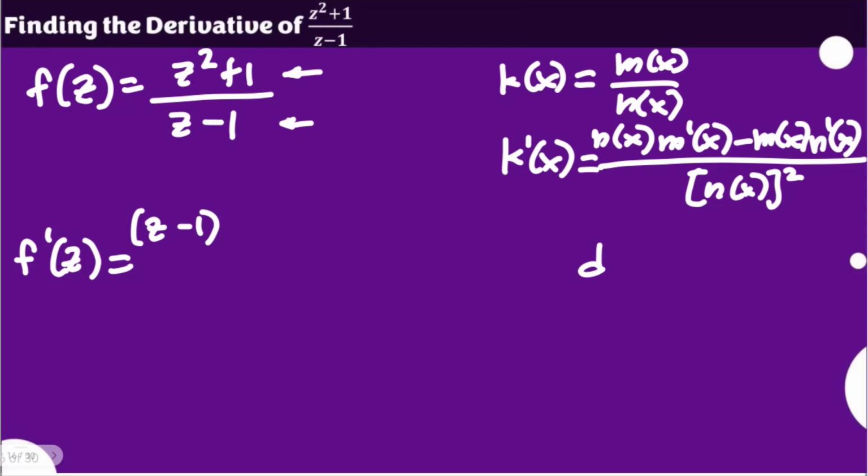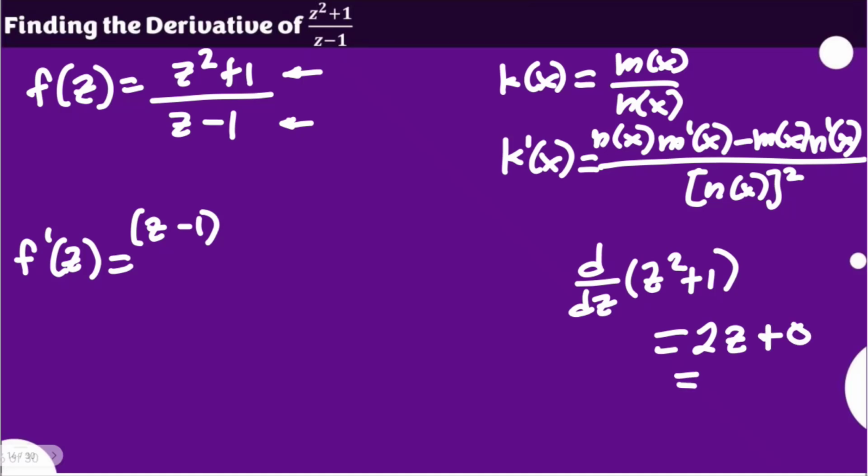What is the derivative of z squared plus 1? Using the rules of differentiating functions, that's actually 2z plus 0, or simply 2z. The derivative of z squared is 2z, the derivative of 1 is 0. So you have here times 2z minus, we're going to have our numerator times the derivative of our denominator.